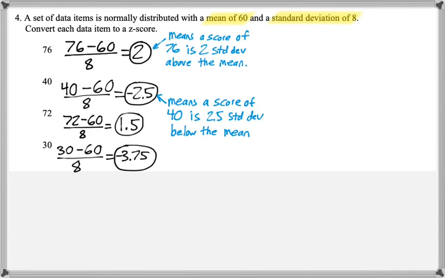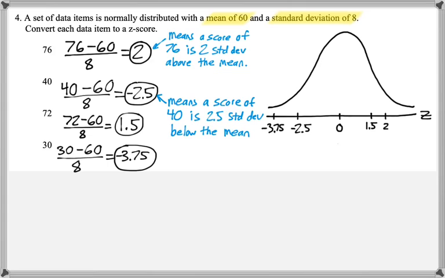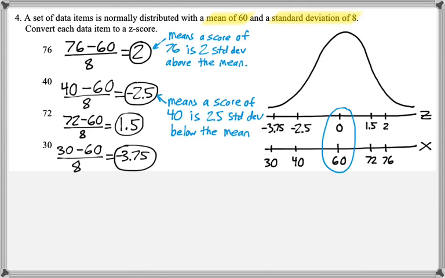Now we are done with the question, but I'm going to graph the z-scores with the corresponding x values because I think it helps visualize what's going on. So these are the z-scores, and these are the corresponding x values. 0 corresponds with 60 because that's the mean. 1.5 corresponds to 72. Negative 2.5 corresponds to 40, and so on.